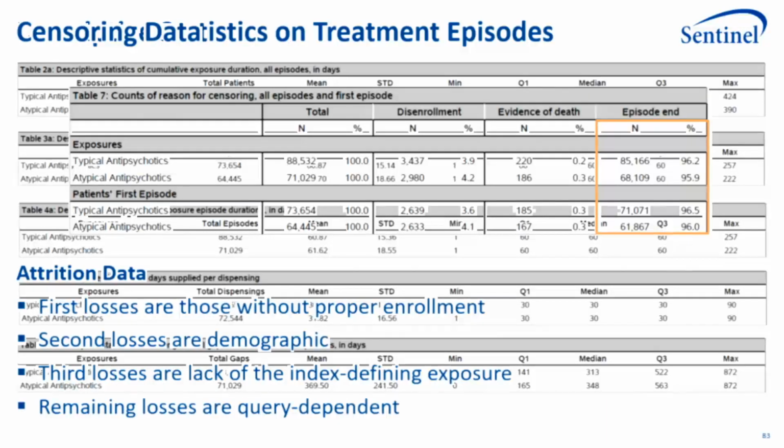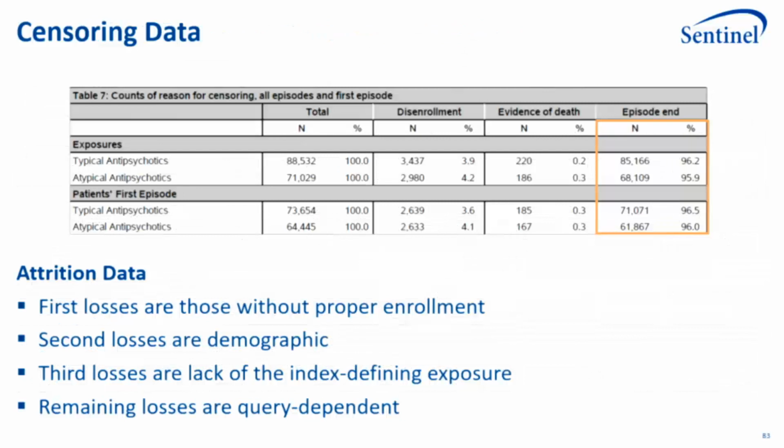So we also have censoring information. It says why we're going to stop following individuals, and we do it on an episode basis, and then we have all the episodes aggregated together. You can see that most of the reason that we stop following these people is what we think of as episode end, or we call that treatment cessation. So essentially, they picked up a dispensing, they didn't pick up a subsequent one, we stop following them. That's where they're lost to follow up. We have very little disenrollment or evidence of death in this particular group.